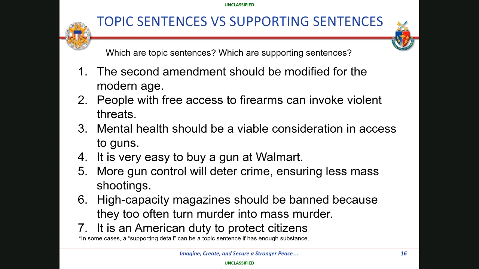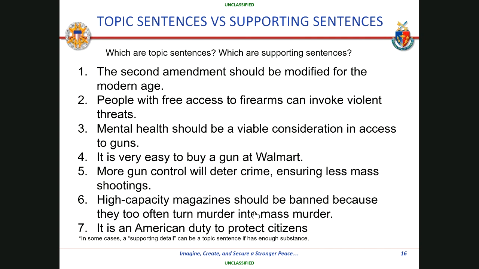Yes, it is very easy to buy a gun at Walmart. I think it's a supporting sentence because it's a detail. It's a fact. Yes. I think it's very hard to write one paragraph about buying a gun at Walmart, right? It's more of a supporting detail, like a very tiny detail. You can talk about maybe a broader issue, such as the accessibility or availability of guns, right? So easy to buy a gun at Walmart is probably a very small supporting detail.